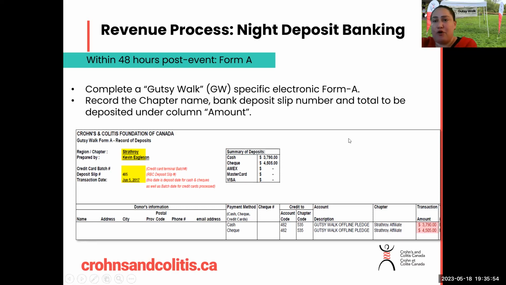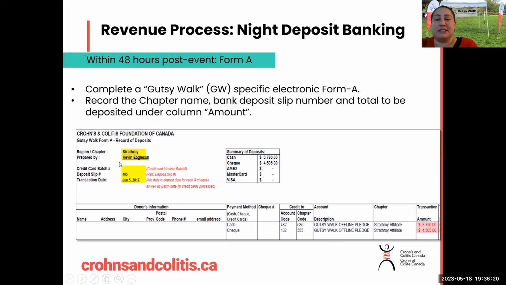For the event day Form A's, it's very simple because you don't need to write everything line by line. All you need to write is the cash total and the check total. You are not writing the credit card amount because we are processing that. So this Form A is only for the RBC deposit. Whatever amount you have on the deposit slip should match the Form A.